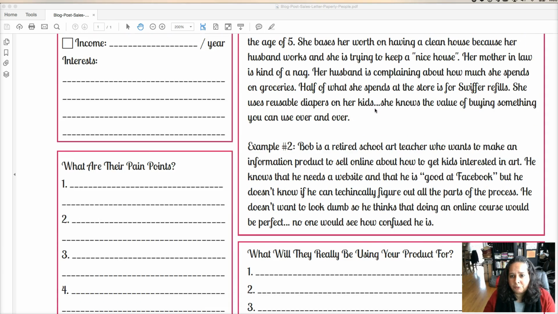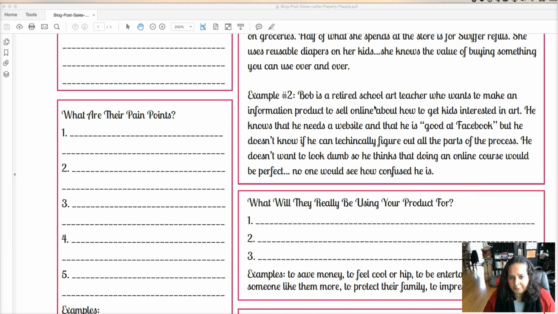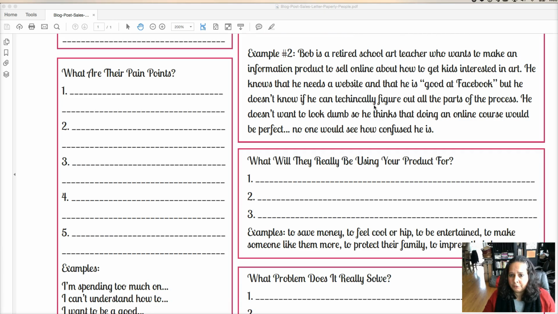Now, it's not just for products, although products sometimes feel a little bit easier to do. You can do this for your services too, or your online courses or anything like that. So my second example is Bob, and he's a retired art teacher. And one thing that's wrong with this description is that Bob wants to sell an information product. Well, he probably doesn't. As I would go through this, I would start thinking, I bet Bob doesn't know that it's really an information product. He just wants to know how to get kids interested in art online, right?